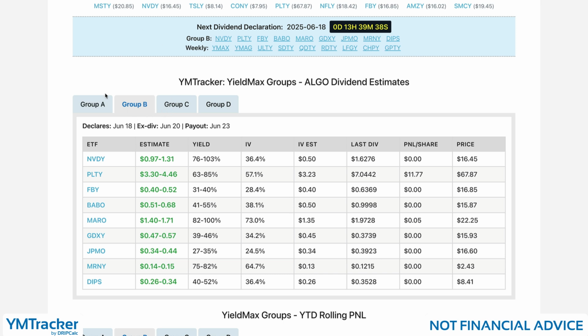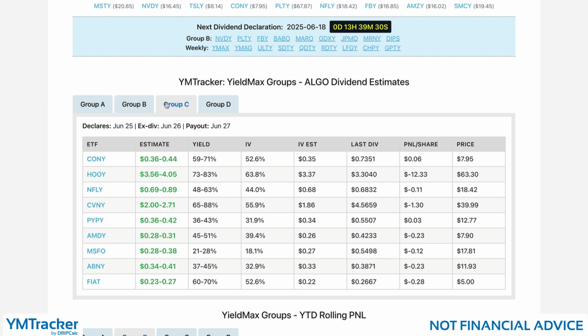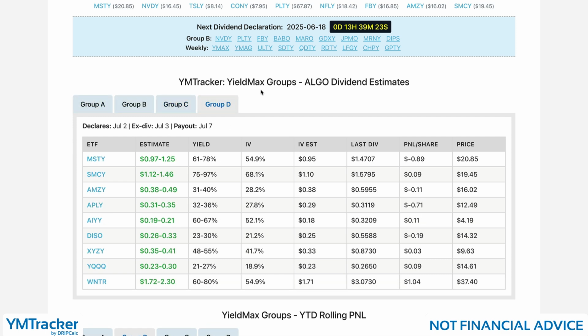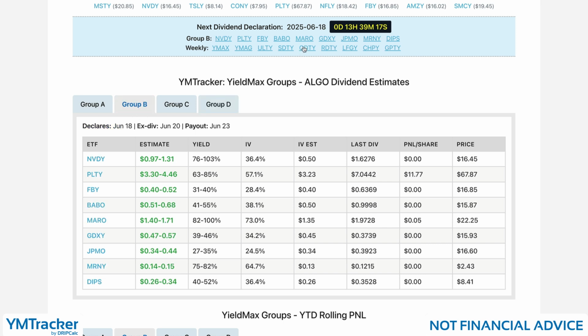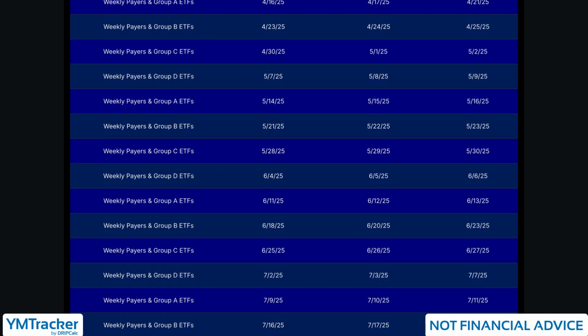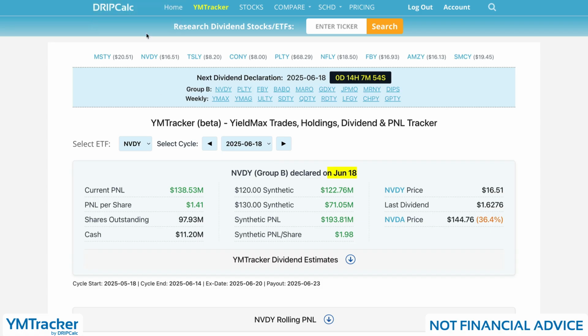Okay, so it automatically selects the current active group. Right now, the active group is B, because they still have not announced. Tomorrow, this will switch to group C, then group D, and then repeat the cycle. Start with group A, B, C, D, and then what will change is the declaration dates or the announcement date. So it will just cycle based on this distribution schedule. Okay, let's go back here.